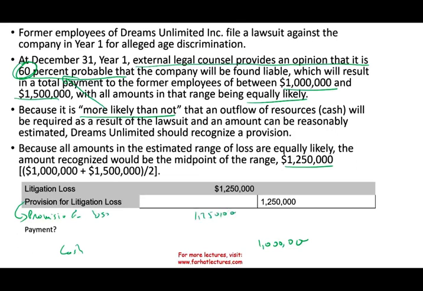And now what we have to do is reverse litigation loss. We have to basically credit reversal of litigation loss, which is going to increase our income for year two when we pay it. So this is year two when we pay it. This is year one. It's going to increase our income by $250,000.